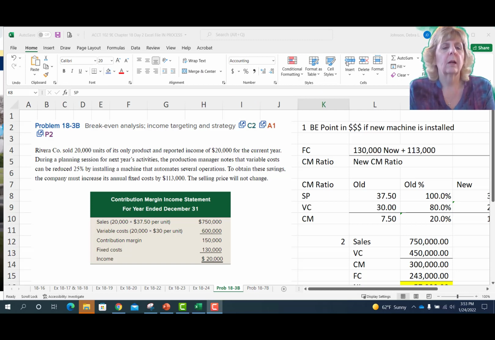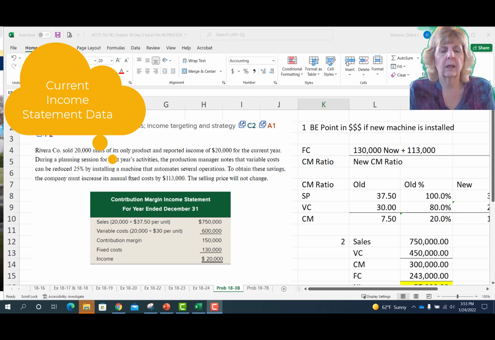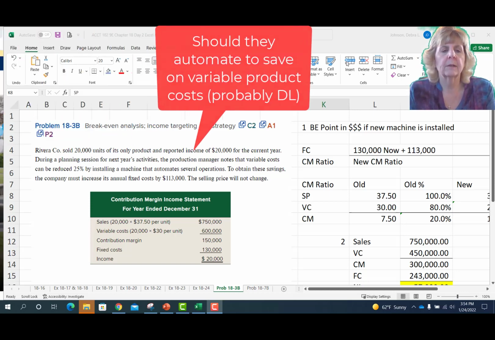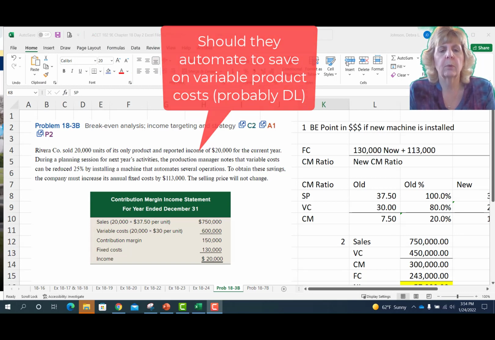It says Rivera Company sold 20,000 units. Okay, that's important. Look at that income statement below. And reported net income of 20,000. Okay, they are breaking even. In fact, they are above breaking even. During a planning session for next year's activity, the production manager notes that variable costs can be reduced 25% by installing a machine that automates operations.